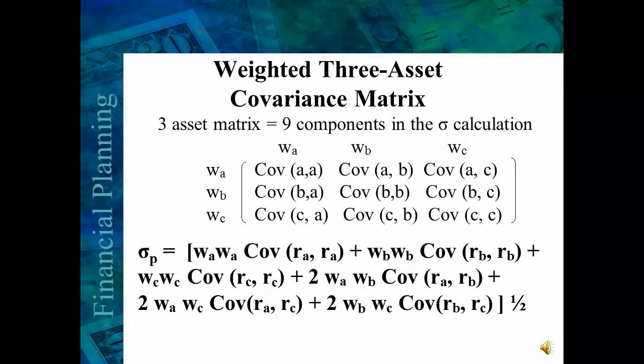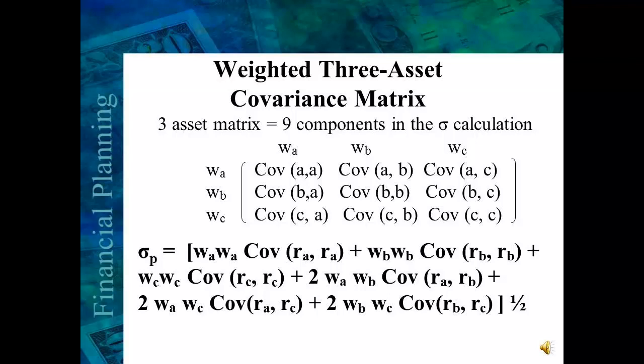The weight of asset C times the weight of asset A times the covariance of CA. The weight of asset C times the weight of asset B times the covariance of C to B. And finally, the weight of asset C times the weight of asset C times the covariance of CC. Simplifying this, you get the standard deviation of the portfolio as the square root of the following sum.